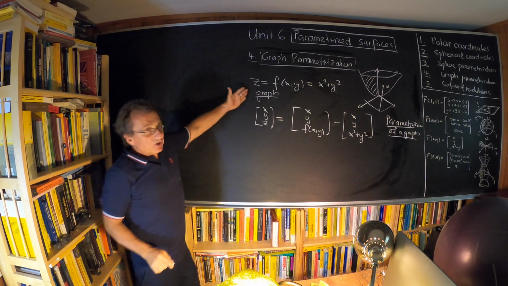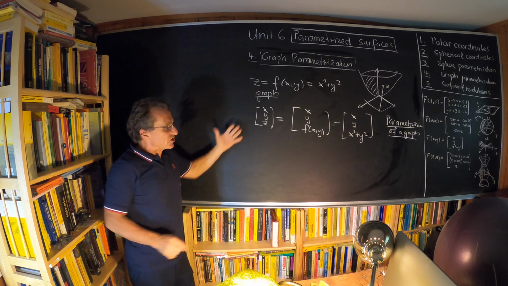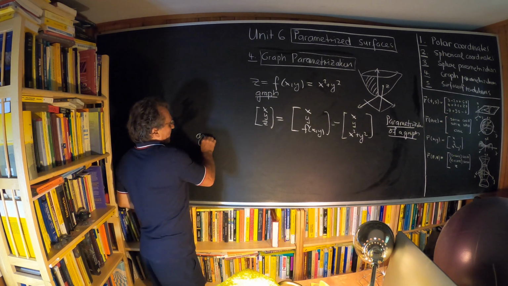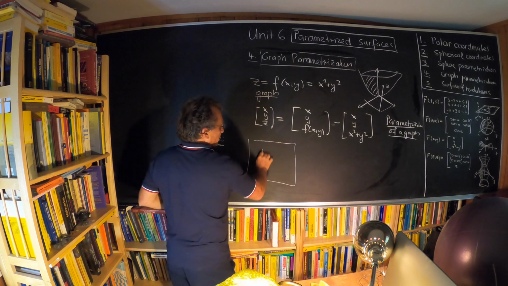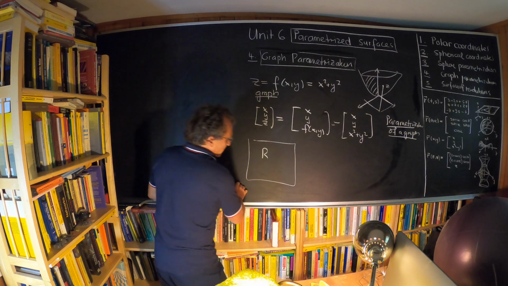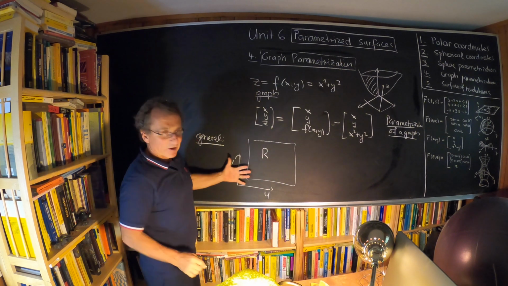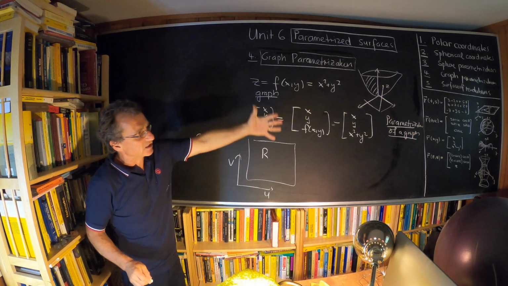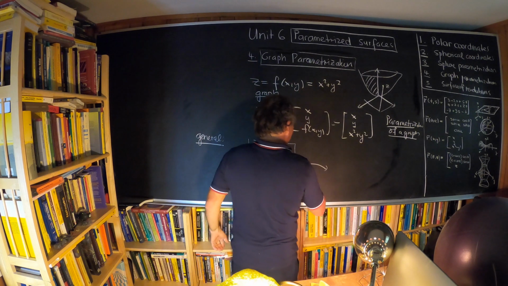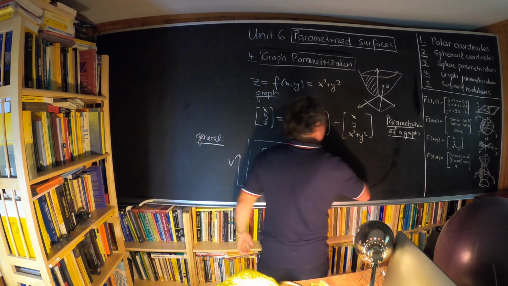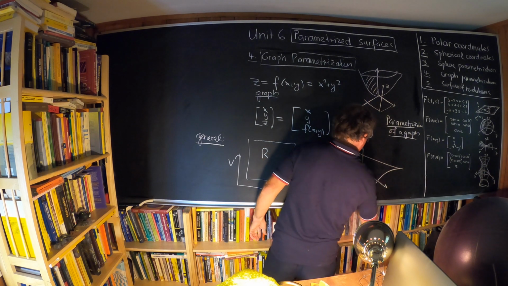Let me take the opportunity in this short section to get the general picture of a parametrization. In general, we have some domain, maybe in the uv-plane. Usually you use different variables: u and v, s and t, theta and phi, x and y, whatever you want. Then we have a map R, and then we get the surface S in space.